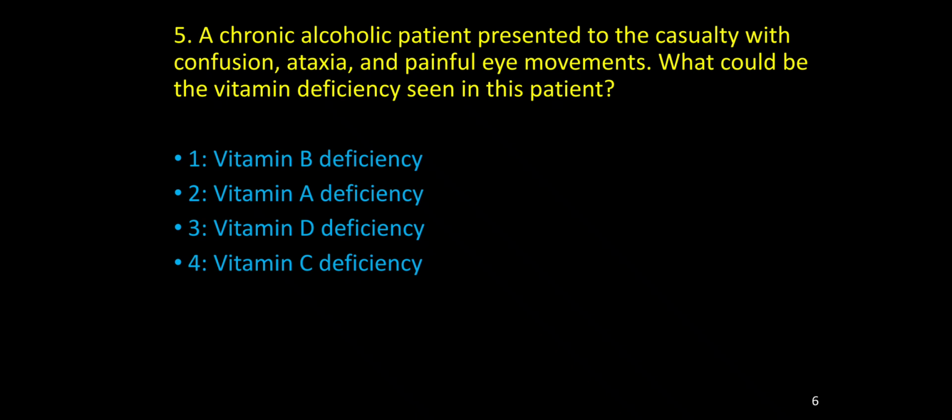But here a particular alcoholic patient is presented and a broad option is given like B, A, D and C vitamin, so you can easily choose the option of vitamin B deficiency in this case. So in this case, the easy thing is that ataxia, painful eye movement and confusion are all related with Wernicke-Korsakoff syndrome, which is related with vitamin B1 deficiency or thiamine deficiency. So the right option is vitamin B deficiency.